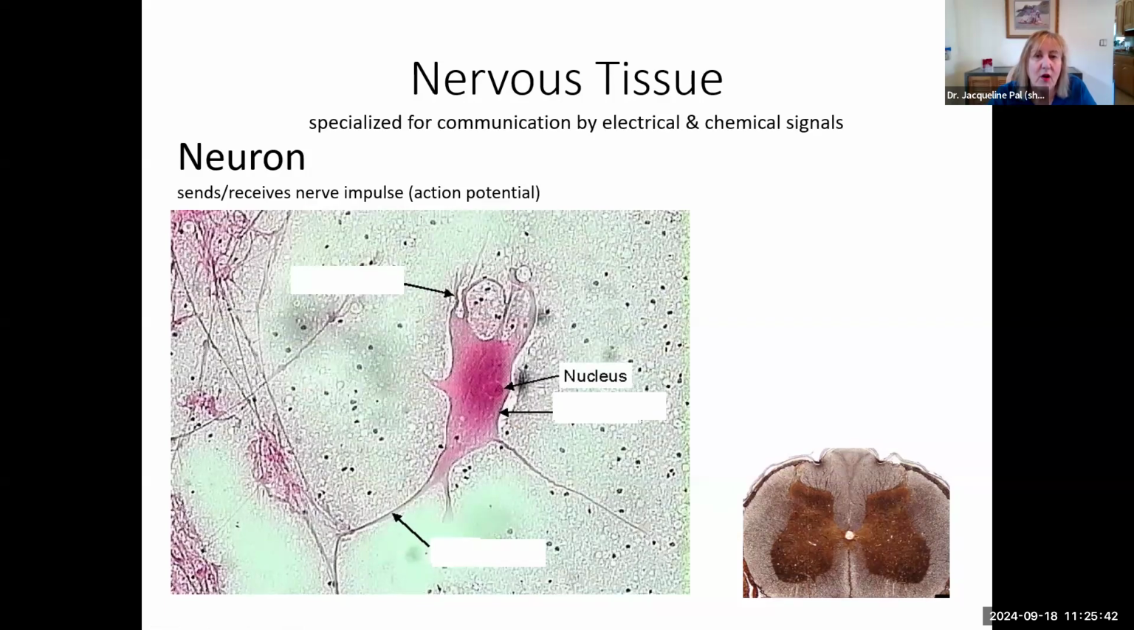Now, this main part of the middle of it, you can see the nucleus sitting right here in the middle of this pink part. And so this main area, which contains most of the organelles, this is called the cell body. And as you can see, there's a lot of appendages coming or attached to it. And most of them are called dendrites. And the dendrites are incoming messages.